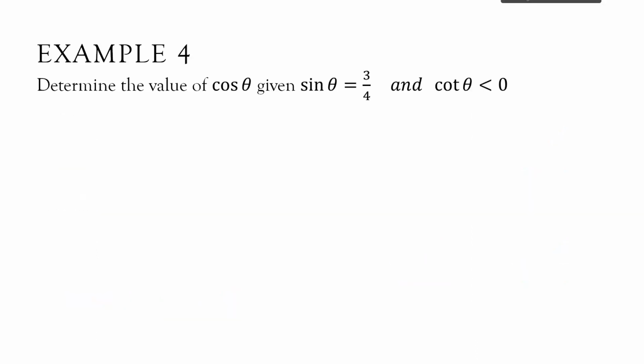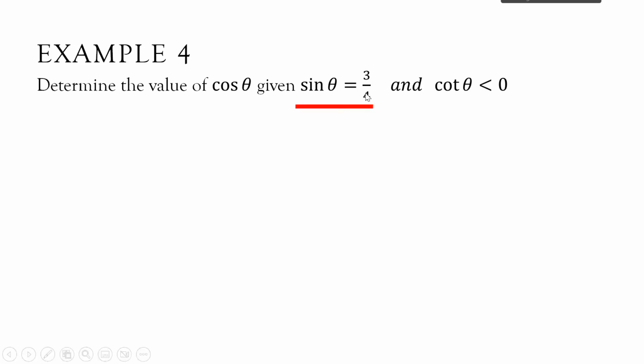Example 4. Determine the value of cosine of theta if I know that sine of theta is equal to 3/4. And I also know that cotangent of theta is less than 0. That is, I know that cotangent of theta is negative. So at this point, we're going to be combining a good bit of the work that we've done in Module 1 and a little bit from what we learned today. What can we pull out from this?